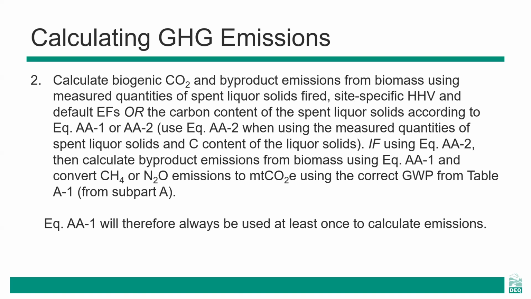Calculate biogenic CO2 and byproduct emissions from biomass using measured quantities of spent liquor solids fired, site-specific high heat value, default emissions factors, or the carbon content of the spent liquor solids. Use equation AA1 or AA2 depending on the data available. Equation AA1 will be used at least once to calculate greenhouse gas emissions under the subpart.